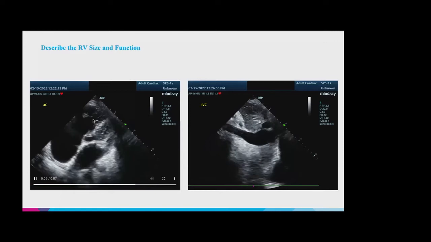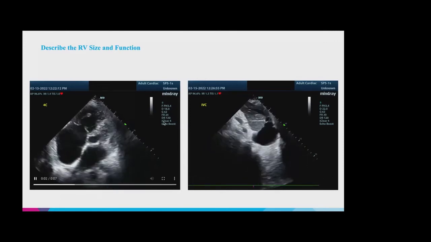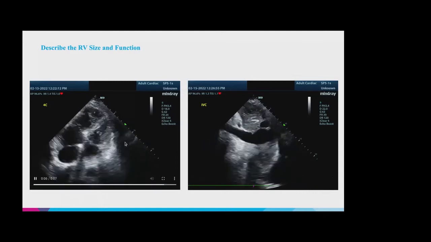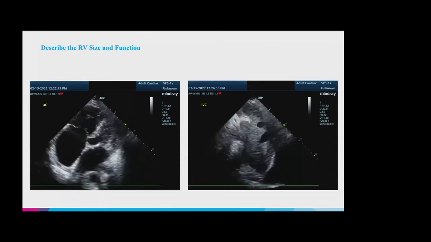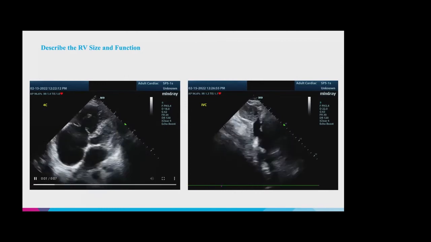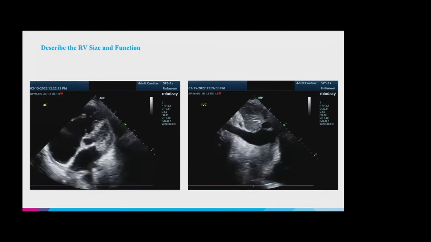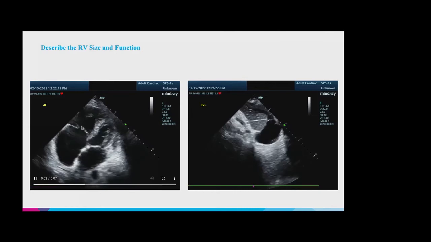So we have a 4-chamber view on the left, and then we have a view of the IVC on the right. And so what do we think? We can focus on the 4-chamber first. What are some of the abnormal findings you guys see here? You don't see that the tricuspid valve is closing. That's a very important finding, right?